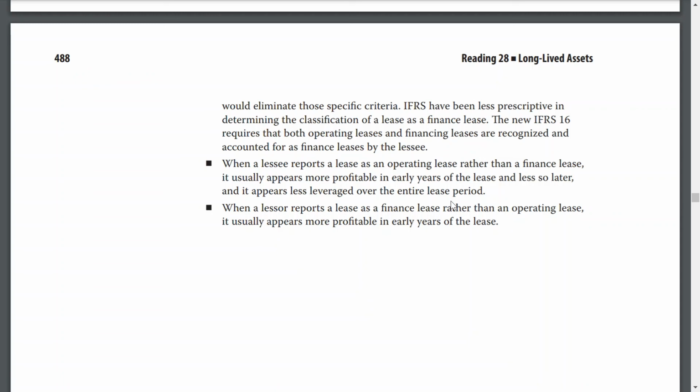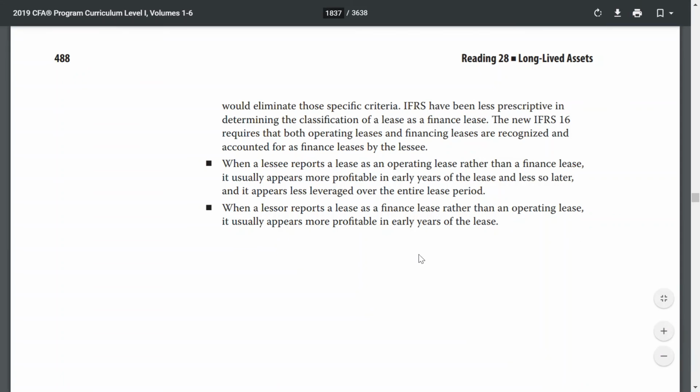When a lessee reports a lease as an operating lease rather than a finance lease, it usually appears more profitable in the early years of the lease and less so later. It will appear less leveraged over the entire lease period. When a lessor reports a lease as a finance lease rather than an operating lease, it will usually appear more profitable in the early years of the lease.